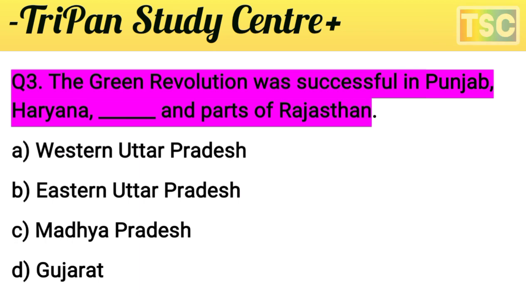The question is clear: the Green Revolution was successful in Punjab, Haryana and dash and part of Rajasthan. Here there are only two options. I have already eliminated C and D because the examiner asks similar options many times. That leaves western Uttar Pradesh and eastern Uttar Pradesh. Eastern Uttar Pradesh is not applicable. The answer is A, western Uttar Pradesh. Option A is correct. Let's see the next question.